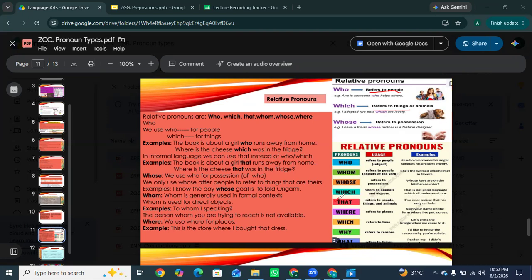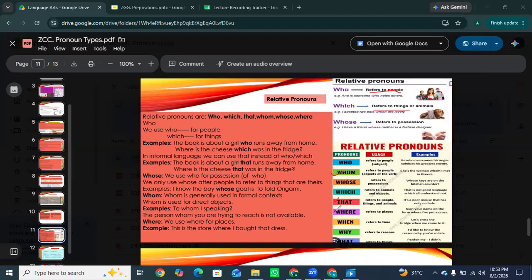So the next one is whom. Okay. Whom is used when referring to people, but specifically as an object of a verb or preposition, rather than the main subject. It is mostly used in formal writing or speaking, like: to whom am I speaking? The person whom you are trying to reach is not available. So you are the subject doing the reaching, and the person is the object receiving the action.